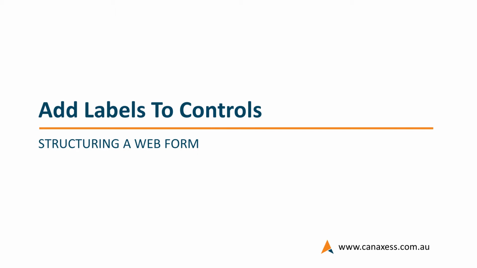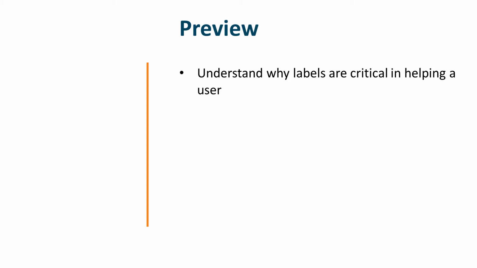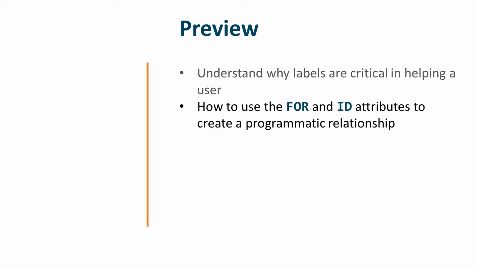I'll use the for and ID attributes to create a programmatic relationship between labels and form controls. This programmatic relationship means when the control receives keyboard focus, the label element will be announced automatically by the screen reader. By the end of this lecture, you'll understand why labels are critical in helping a user understand the type of input a form control requires, and you'll know how to use the for and ID attributes to create a programmatic relationship, which triggers the screen reader to announce the label when the control receives keyboard focus.